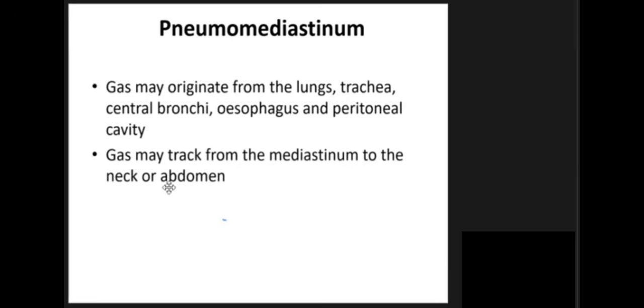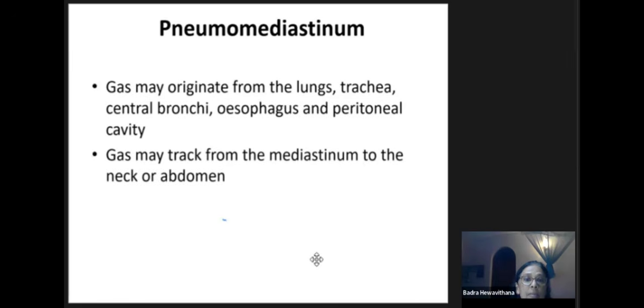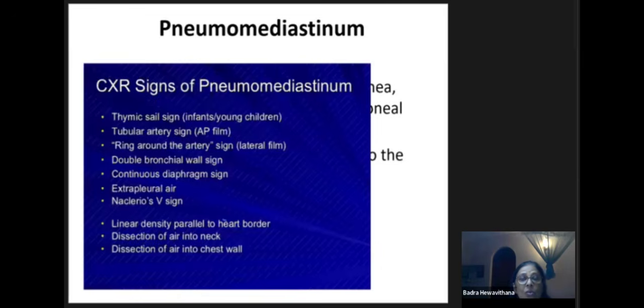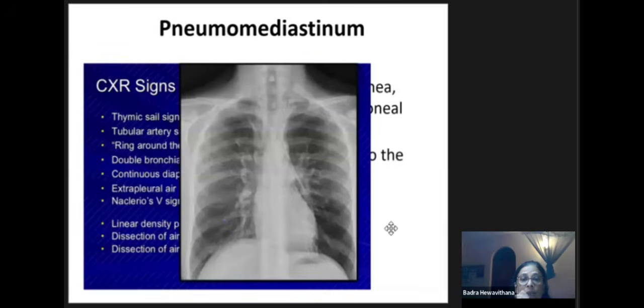Thank you. So in the pneumomediastinum, you know the pathology, gas may originate from lungs, trachea, central mucosa, whatever, especially the esophagus. Gas may track from the mediastinum to the neck or abdomen. I told you so many signs on pneumoperitoneum, similar number you get in the pneumomediastinum. If you can concentrate on some of these things, I think that should be okay. We leave the rest to the radiologists and the emergency physicians. They take a lot of trouble to learn these things.